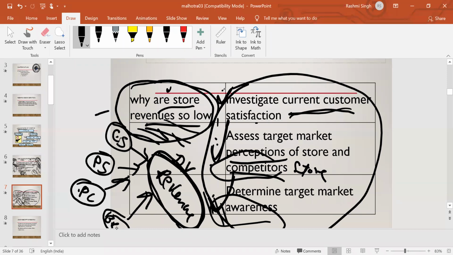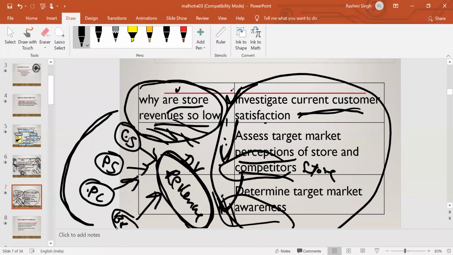So these are the findings of this exploratory research. These are the four different variables that are going to affect my store revenue. So this is the example for exploratory research. Clear? Yes, ma'am. Clear, ma'am.